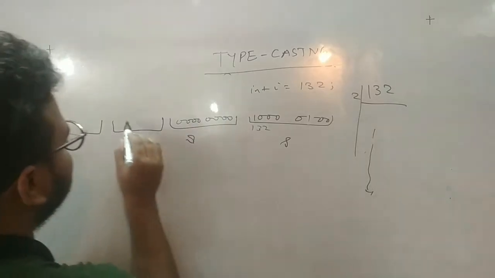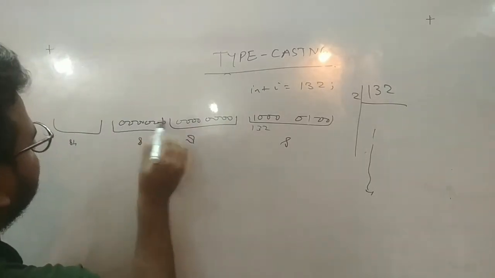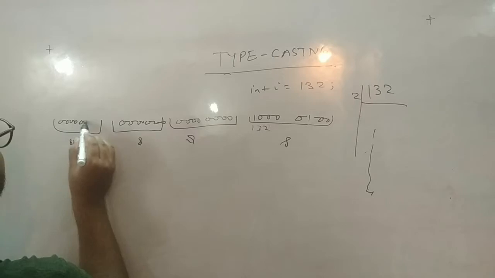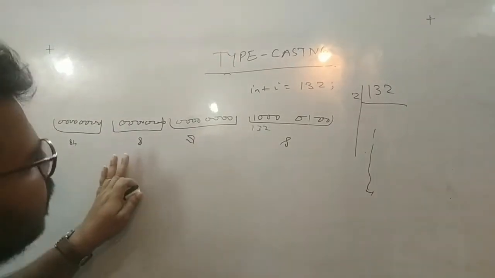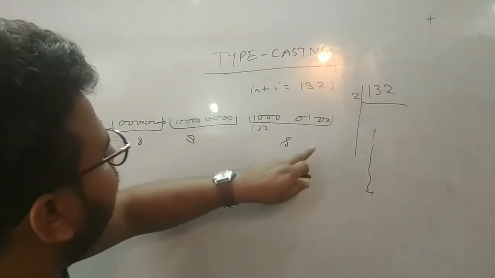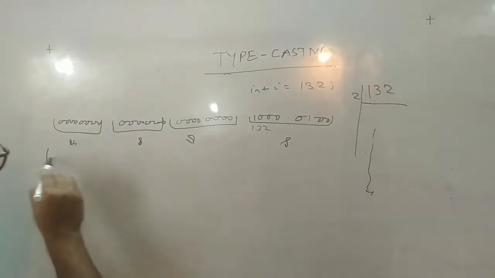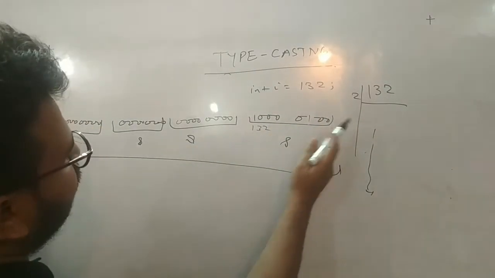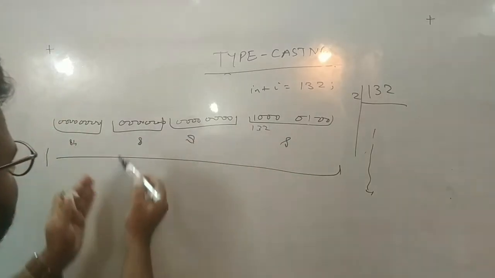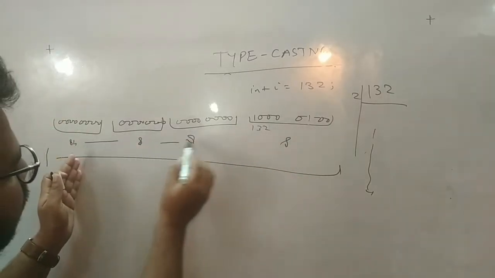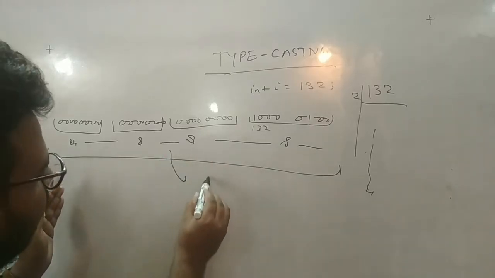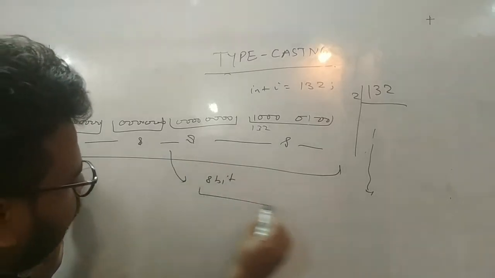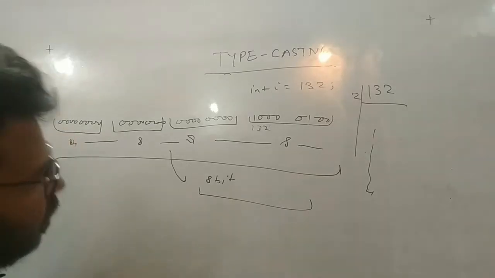This is 0 0 0 0 0 0 0 0 0 0 0 0 0 0. So this is the integer value in Java. This int value 132 is represented as 4 bytes here. Now we are going to convert this 32 bit into only 8 bit, that is byte. So what will happen here?